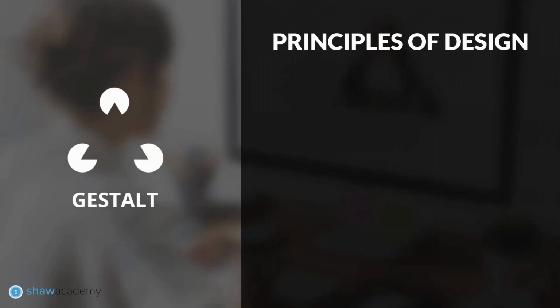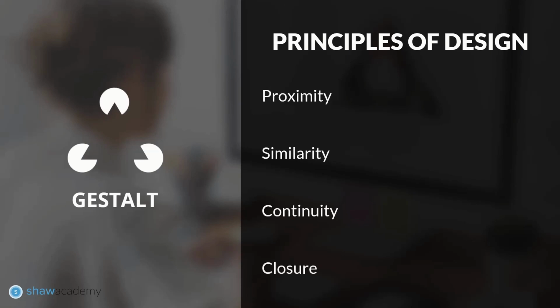And this is where the 4 laws of Gestalt guide us, specifically in graphic design. The 4 laws consist of proximity, similarity, continuity, and closure. The Gestalt principle is based on the theory that the brain automatically arranges and simplifies objects to make things easier to understand.